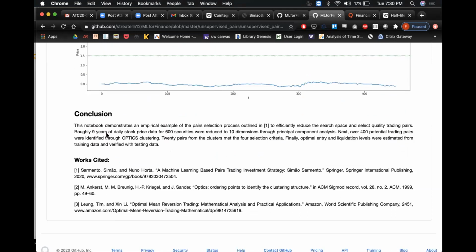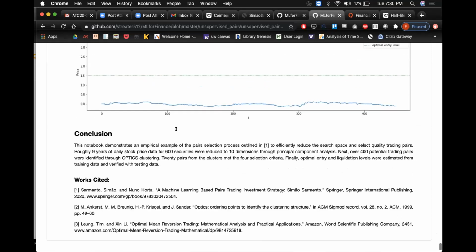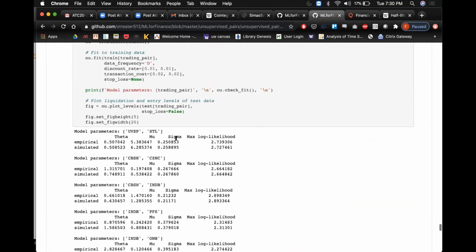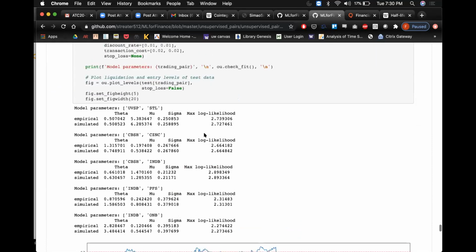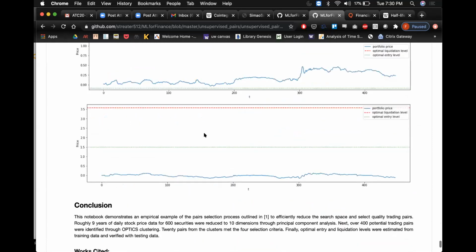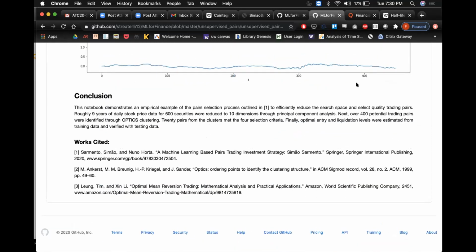So this is just a little bit of a summary. Here we use empirical data to reduce the search space and find roughly 20 pairs for a pairs trading strategy, and then use this Ornstein-Uhlenbeck model to find the optimal entry and liquidation prices for those 20 pairs that we found. If you guys have any questions on this, happy to answer. Or if you'd like, we still have some time, I can dive into some of the code behind this notebook. So it's really up to you guys.